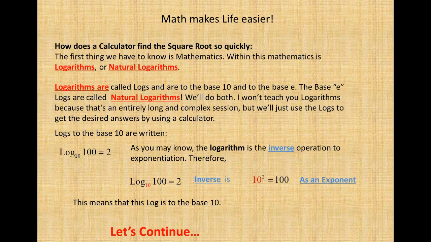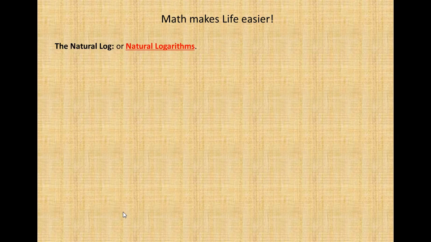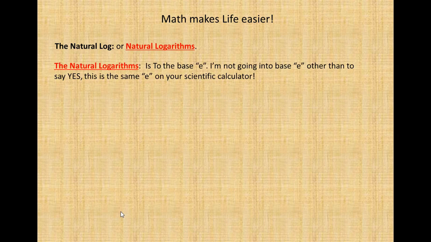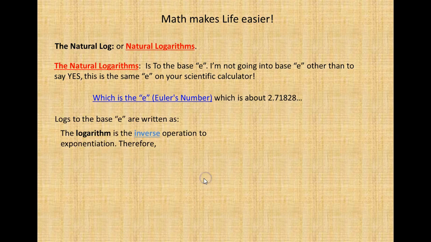The natural log, or natural logarithm, is to the base e. I'm not going into base e other than to say yes, this is the same e on your scientific calculator, e for Euler's number, which is about 2.7182, and it continues on.